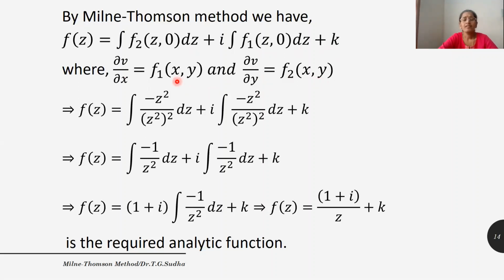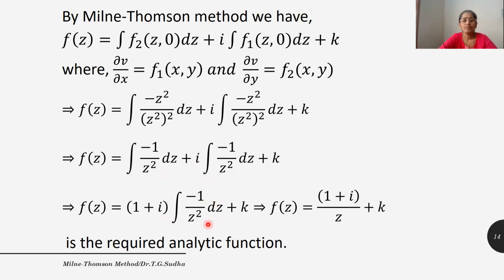On substituting x is equal to z and y is equal to 0, we get z square divided by z square whole square. And similarly here also we get minus z square divided by z square whole square. On cancelling out z square, we obtain integral of minus 1 by z square dz plus i into integral of minus 1 by z square dz plus k. Since the integrands are same, let us remove the common factor. We get (1 plus i) into integral of minus 1 by z square dz plus k.